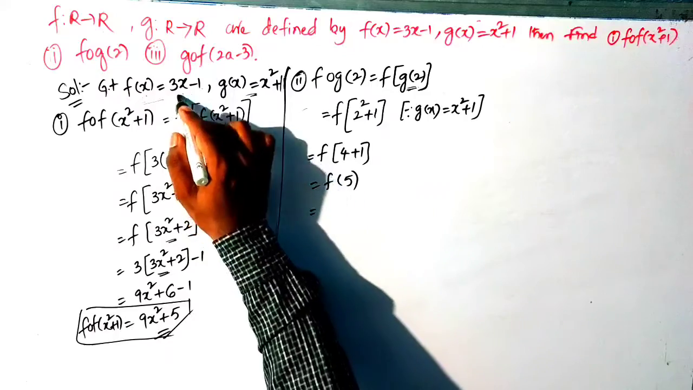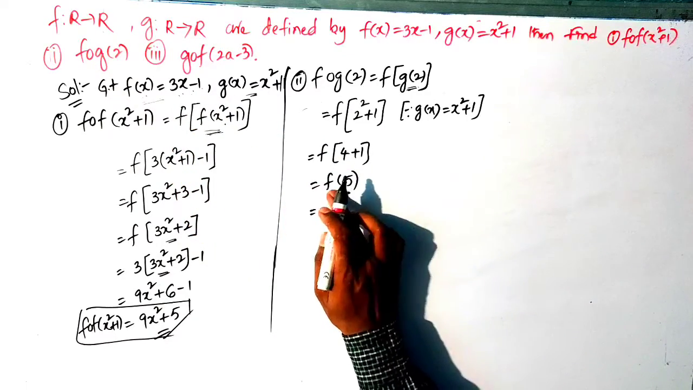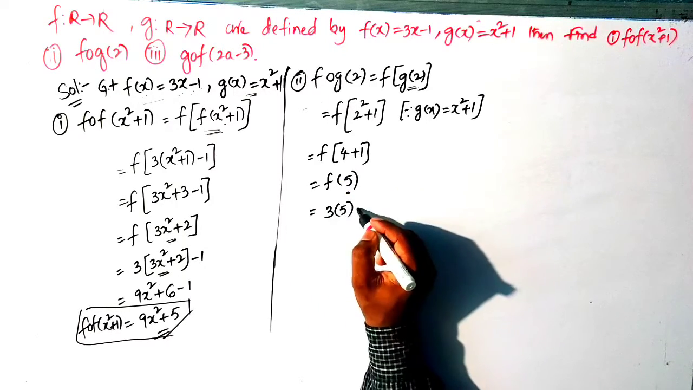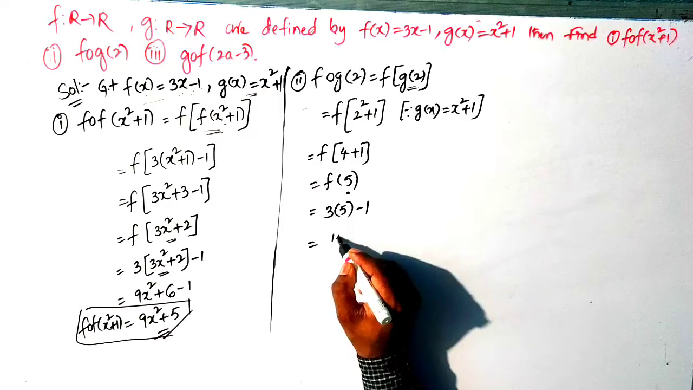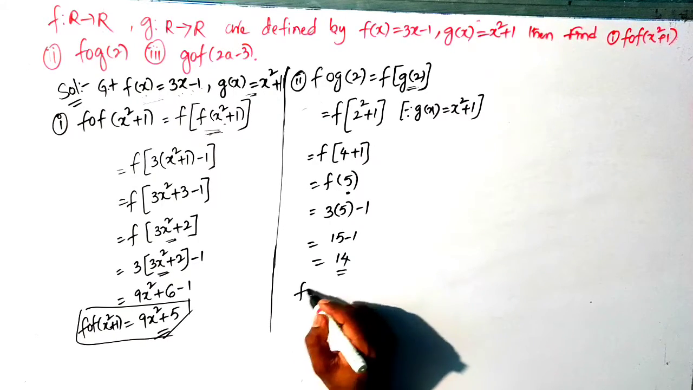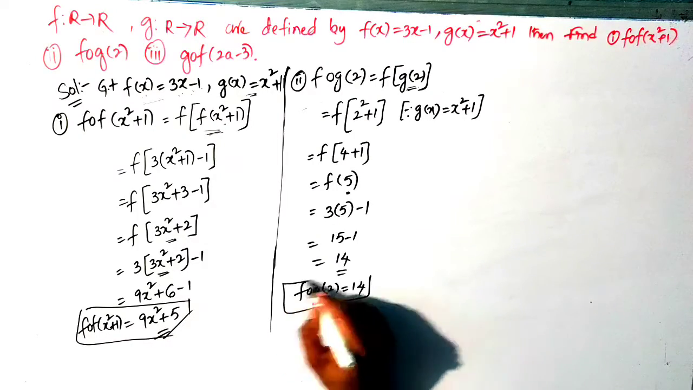But here the F of X value is 3x minus 1. So F of 5, how to get here? In place of X, we substitute 5. Clear? So 3 into 5 minus 1 we get here. That is 15 minus 1, which equals 14. So F circle G of 2 is equal to 14.